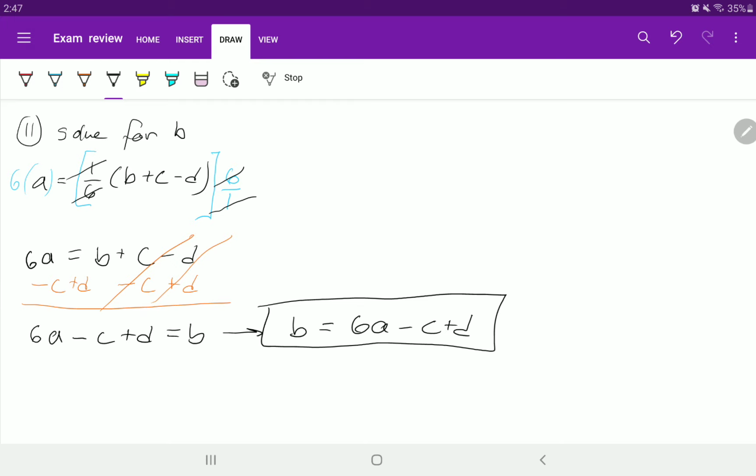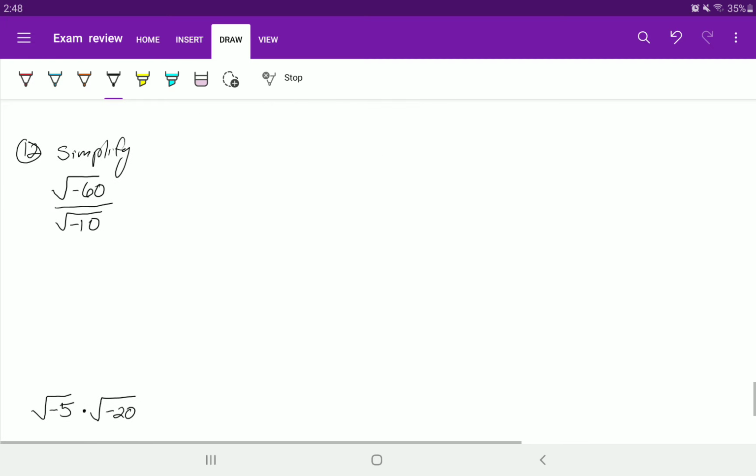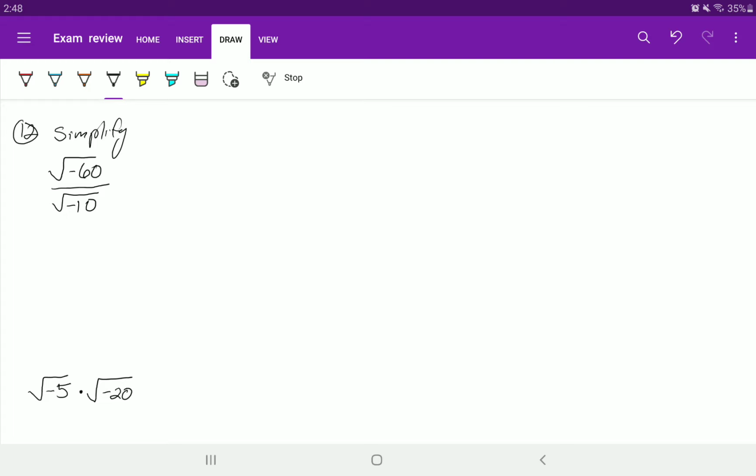All right. Let's transition into number 12. It wants us to simplify. Leave no negatives under the radicals. Leave no radicals in the denominator. So here we have the square root of negative 60 divided by the square root of negative 10.